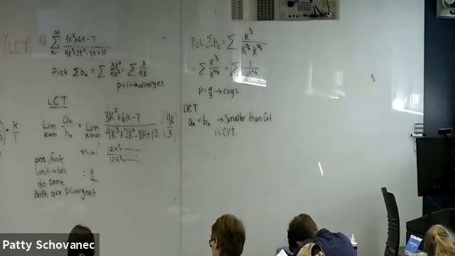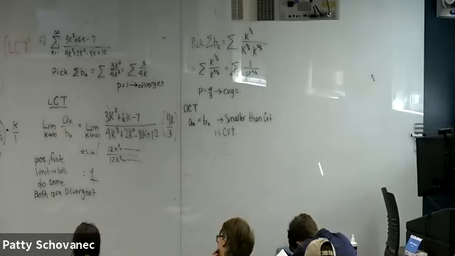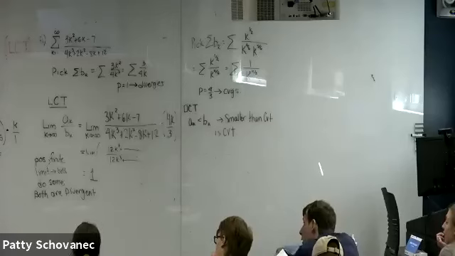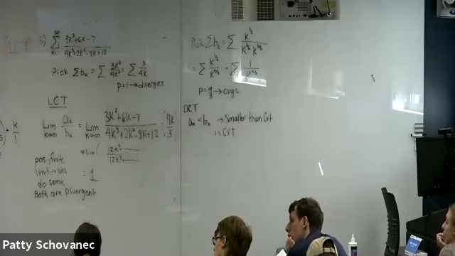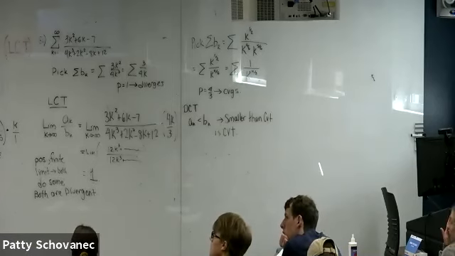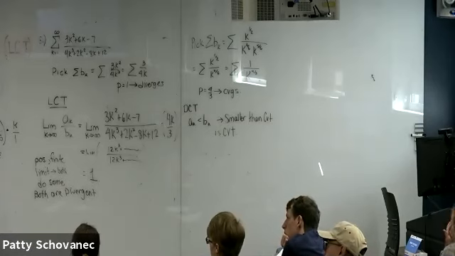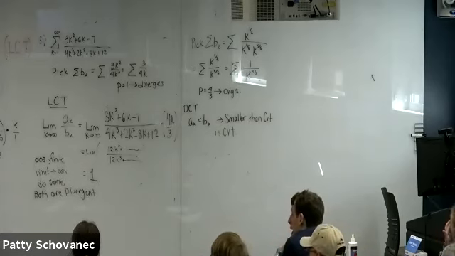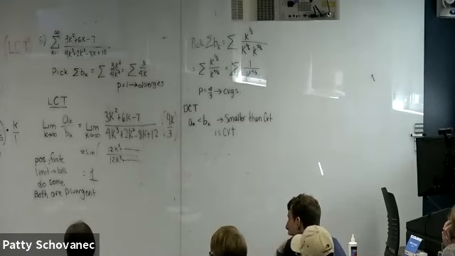Do you want to use a direct or limit comparison? Does it matter to you? Direct. I'd rather do the direct comparison test because the limit of cosine squared of k doesn't even exist. Limit comparison test isn't going to do us any good because that limit goes between 1 and -1. So we're going to do a direct comparison test.